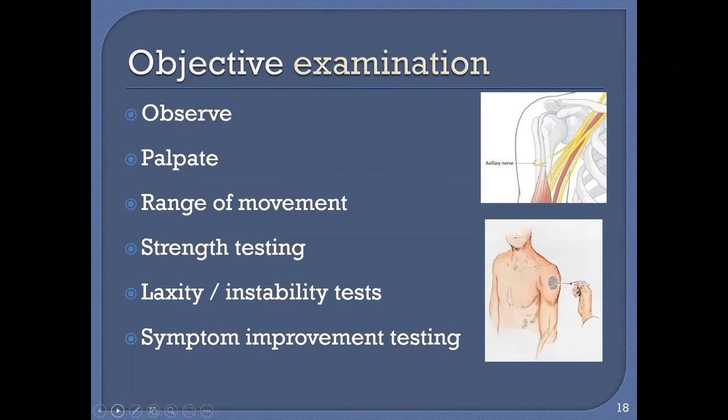I'll then look at the range of movement, both in terms of the degrees of how far they move, and also the quality of the movement, how willing they are to move, and if I can start to pick up any evidence of abnormal muscle patterning in comparison to the other side. I'll look at strength testing, which I'll go through in a minute, and then looking at laxity versus instability tests to rule out any structural issues or underlying hyperlax joints. And then I'll go on to my symptom improvement testing if it's relevant to the patient.